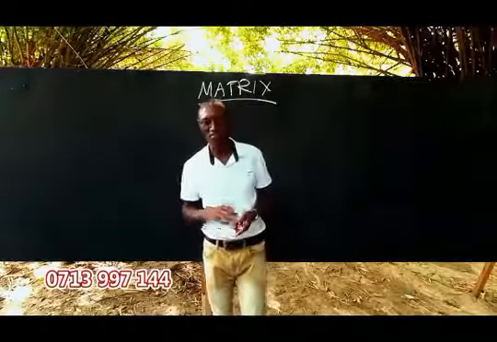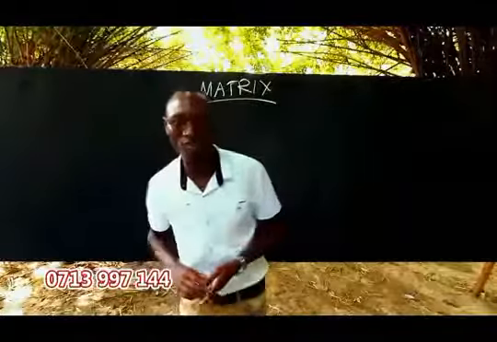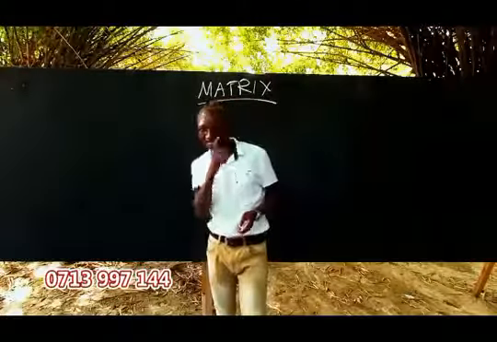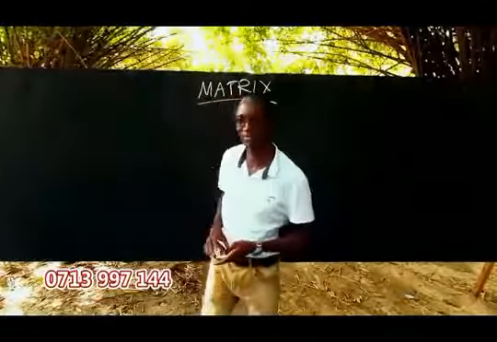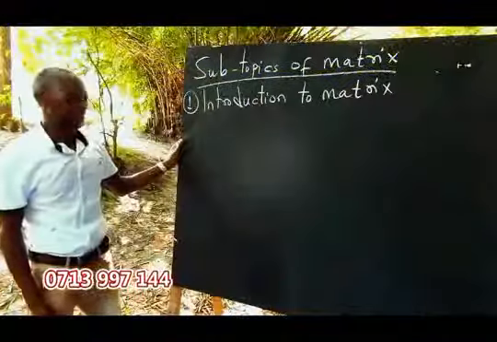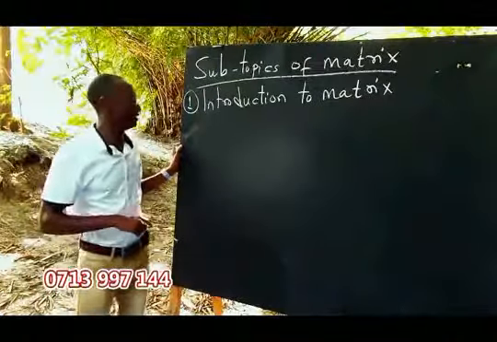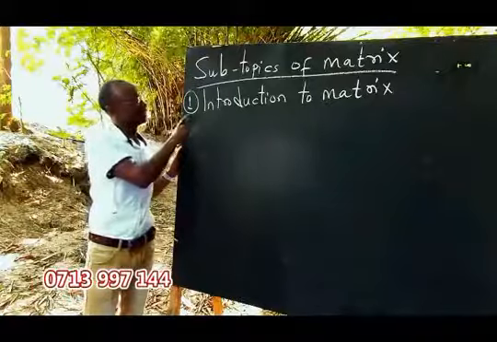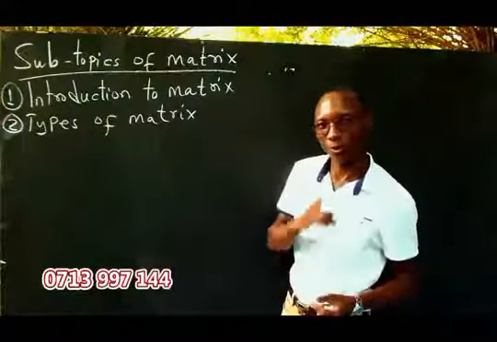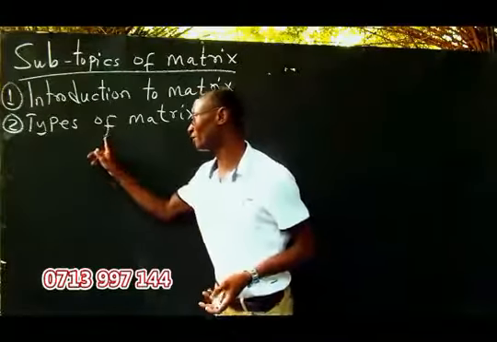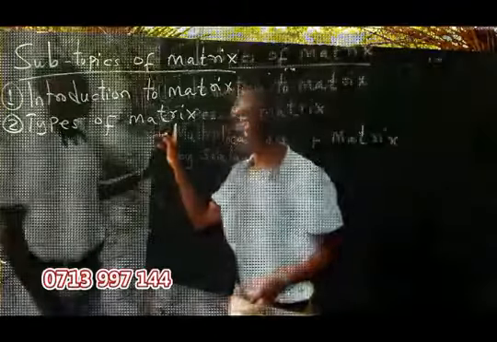Before writing the definition of matrix, let me write first the number of subtopics of matrix. Basically, we have 11 subtopics of matrix. Subtopic number 1 is called introduction to matrix. Number 2 is called types of matrix.